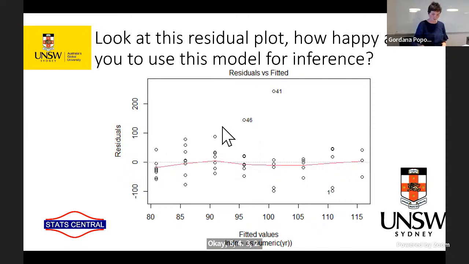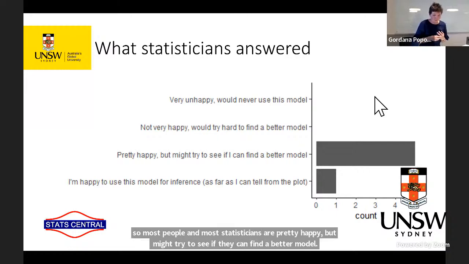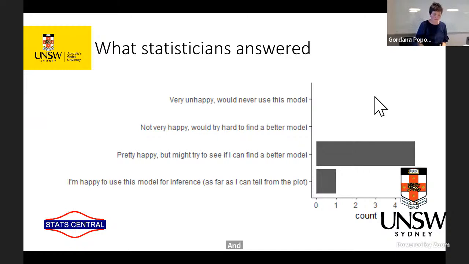End poll. Share results. Okay. So what have we got? Oh, this is pretty similar again. This is amazing. Most people and most statisticians are pretty happy, but might try to see if they can find a better model. Somebody's not very happy at all. A couple of people are not very happy, but most people are pretty happy. I'm among those pretty happy people.